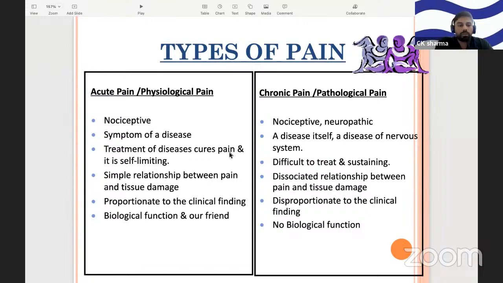Right? On the other hand, chronic pain, or pathological pain, is nociceptive and neuropathic in nature. It's a disease in itself and a disease of the nervous system. It's difficult to treat and sustaining. There is a dissociated relationship between pain and tissue damage, it is disproportionate to the clinical findings, and it does not have any biological function.